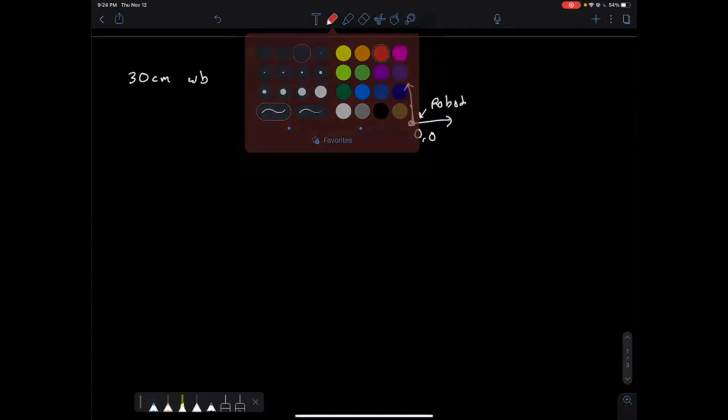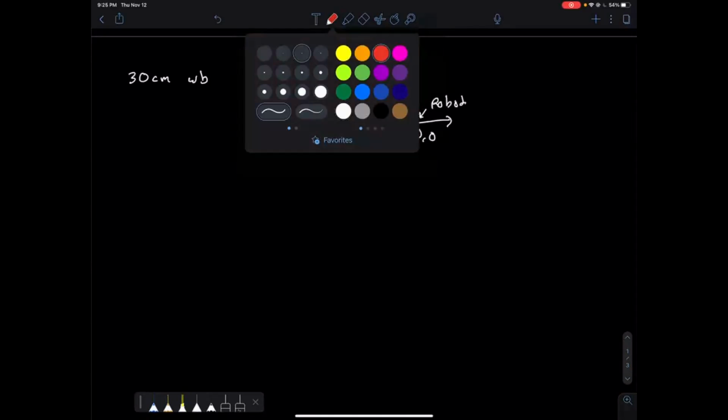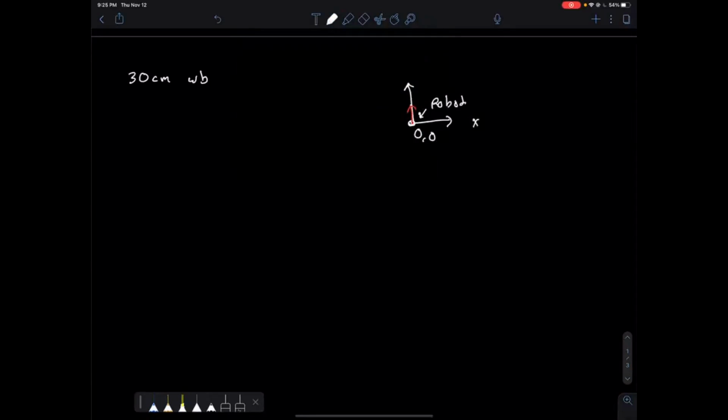I'll use a different color. Okay, he's pointed that way. Given that this axis is x, this is y. And your task is to drive the robot forward along an arc with a radius of 8 meters to the point 10 meters, 10 meters in 20 seconds. So he's trying to go here. And there's some radius, which I may not end up using. We'll see in a second. And that radius is a value of 8.